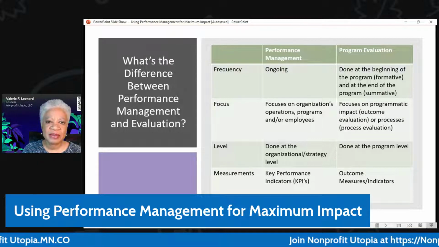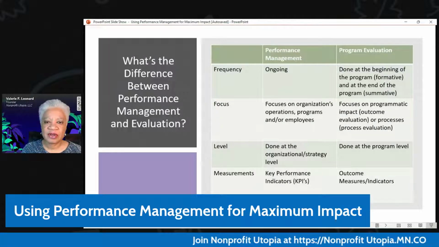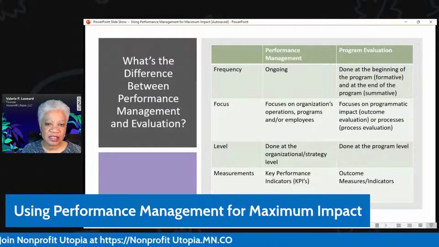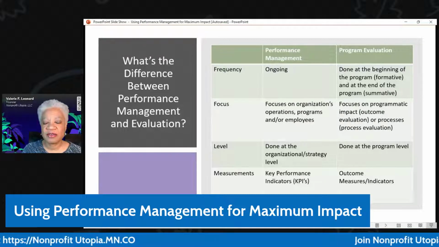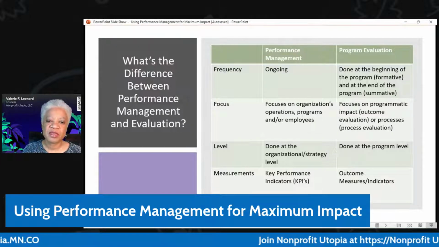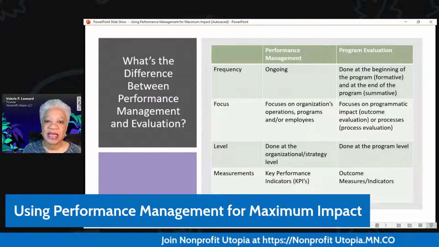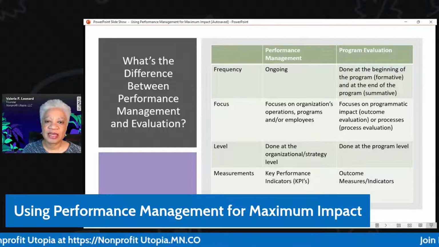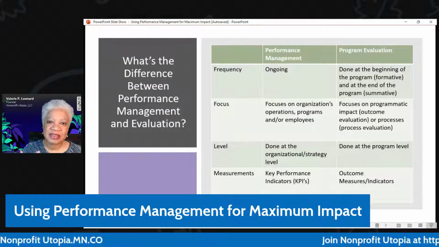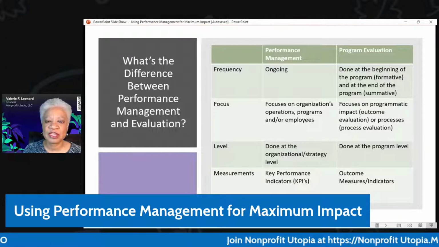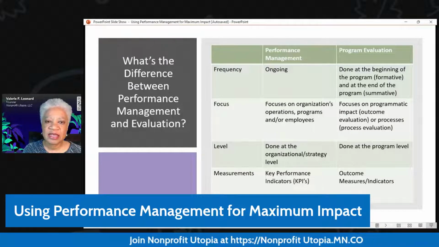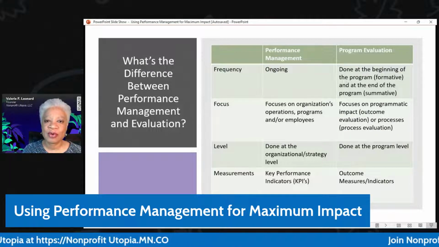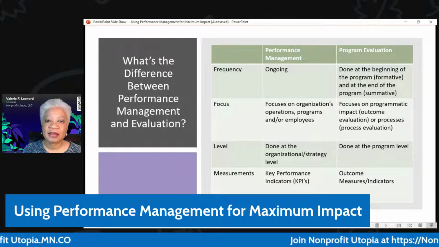And then you do a summative evaluation at the end to see how the program turned out, to see if it was effective in affecting the change that you wanted, and did it run smoothly. On the other hand, performance management is an ongoing process, right? So you are not only doing it at the beginning, but you're doing it consistently to make sure things are running smoothly. When we look at the focus, performance management can focus on either operations or programs or employees.